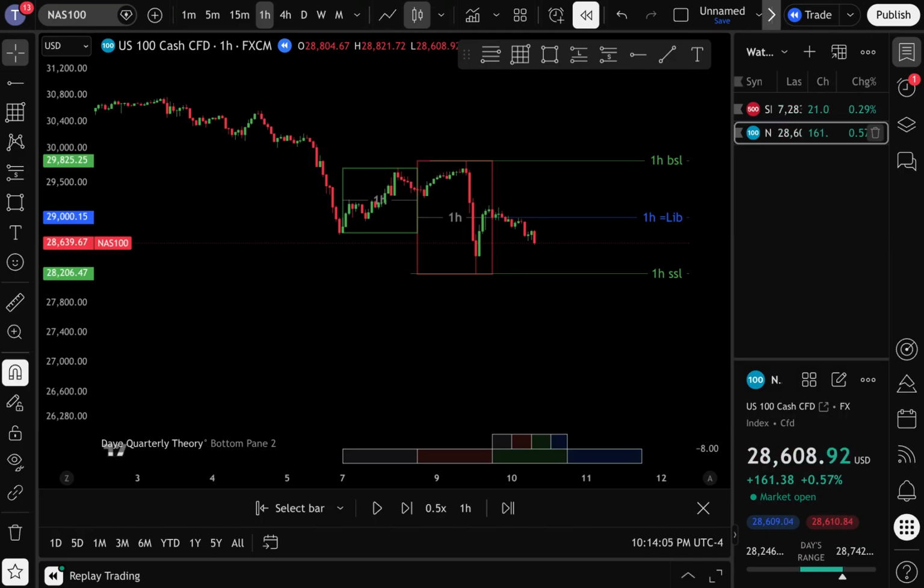It is 4 quarters in a year. It's 4 quarters in a month. It's 4 quarters in a day. It's 4 quarters in an hour. And it just keeps on breaking down all the way to the 5-second chart. Time is fractal.